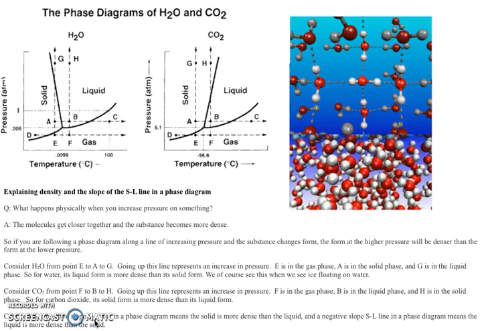The conclusion you can draw from this is that a positive slope solid-liquid line in a phase diagram, tipping to the right, means that the solid is more dense than the liquid. A negative solid-liquid line, as in water with a negative slope, means that the liquid is more dense than the solid. This is all based on the premise that increasing pressure means increasing density.